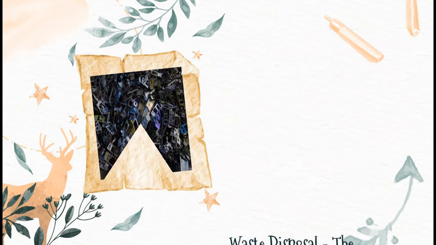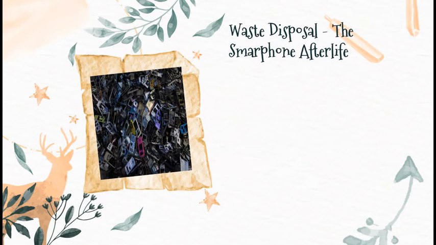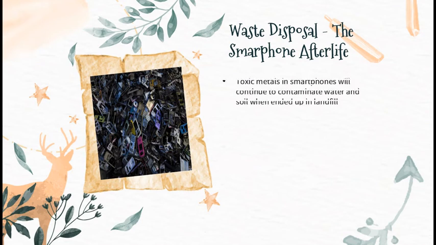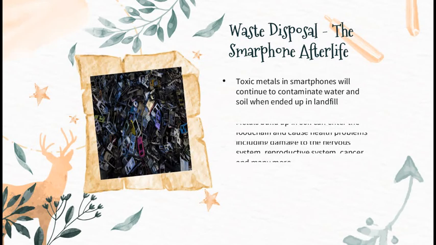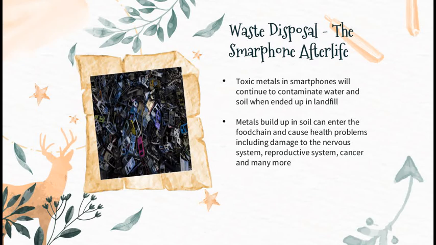The final stage of life cycle assessment is waste disposal, that is, how the smartphone affects the afterlife. Even after a fruitful life of use, toxic metals in smartphones will continue to contaminate water and soil when they end up in landfill sites. Some other impacts are that metals that build up in soil can enter the food chain and cause health problems, including damage to the nervous system, reproductive system, cancer, and many more harmful effects to human health. And dumping smartphones creates long-term pollution risk to the environment.